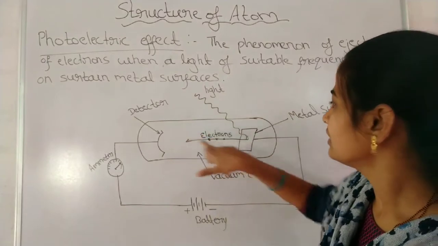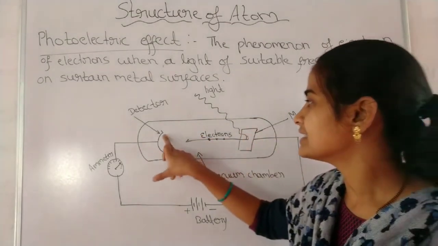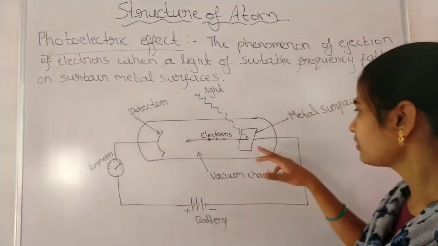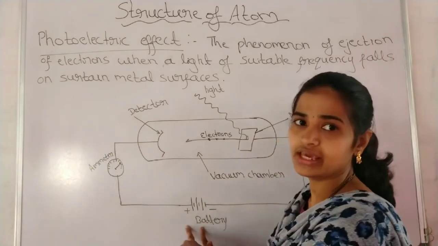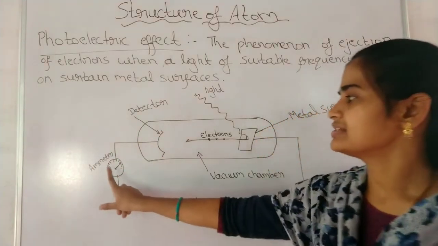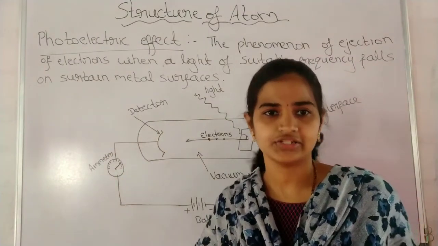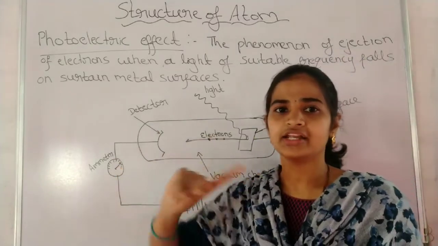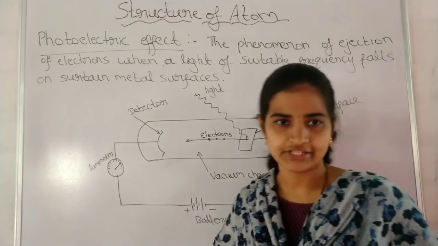Here a metal strip is kept, and it is the detector to detect the outcoming electrons. These two are further connected to the battery source, and you can see the ammeter here. This is used for the detection of current. If it receives any current, it will show a deflection. Got it? This is the experimental setup.